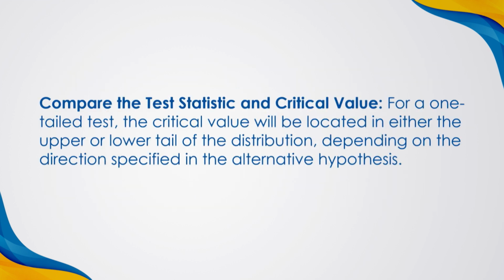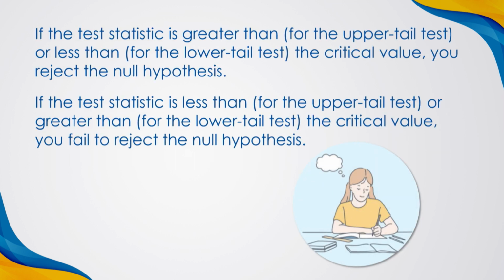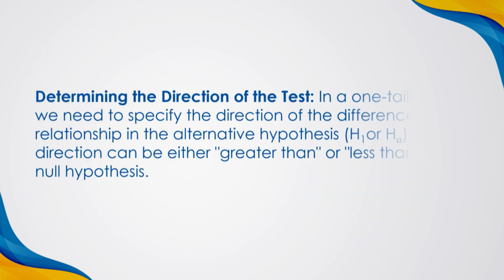Compare the test statistic and critical value. For a one-tailed test, the critical value will be located in either the upper or lower tail of the distribution, depending on the direction specified in the alternative hypothesis. If the test statistic is greater than the critical value, you reject the null hypothesis. If the test statistic is less than the critical value, you fail to reject the null hypothesis.